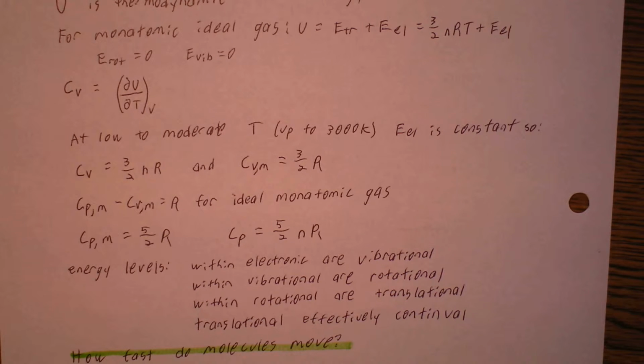So we know that the molar heat capacity at constant pressure is 5/2 R, and the heat capacity at constant pressure would then be 5/2 NR. Just multiply both sides by N.